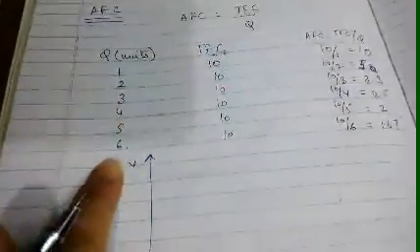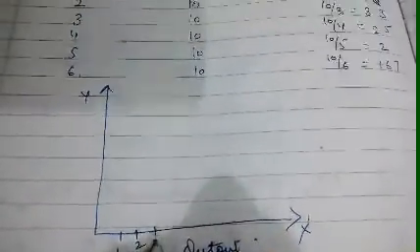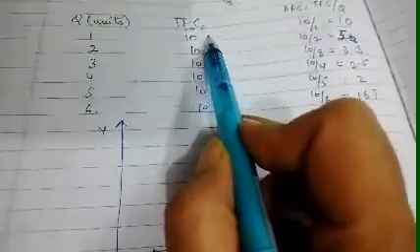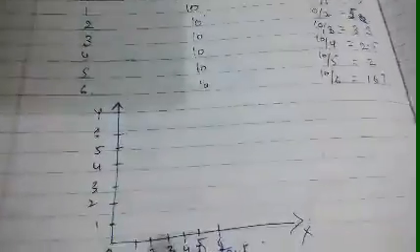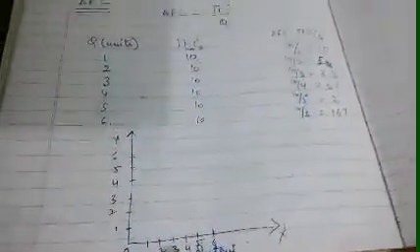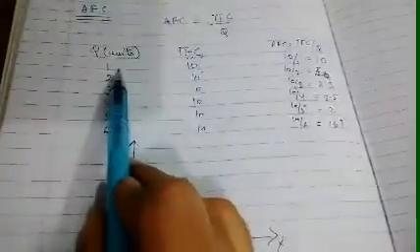Okay, this is the output, that means quantity which is produced, 1, 2, 3, 4, 5 and 6, and so on. Okay, and on the y-axis we are going to take average cost, which we calculated by dividing total fixed cost by quantity, this average fixed cost. So over here 1, 2, 3, 4, 5 and 6.